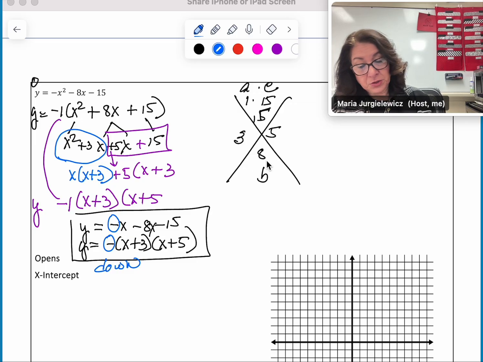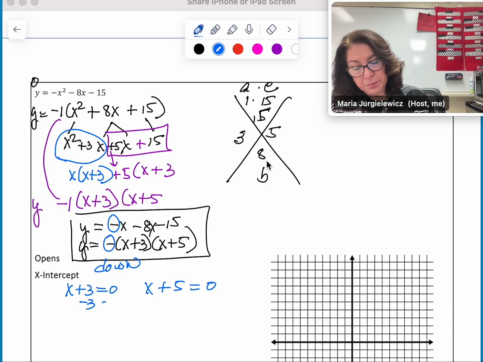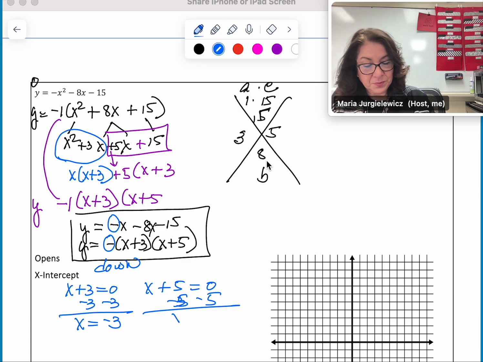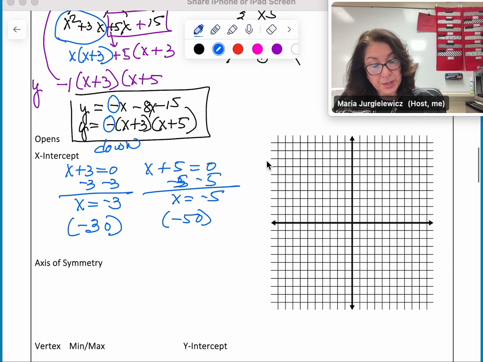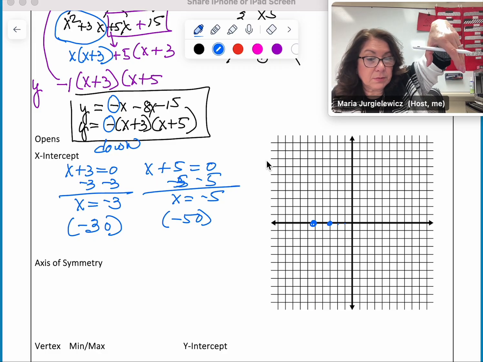If I want the x-intercepts, then I'm going to use that second equation. I'm going to take that x plus 3 and make it equal to 0, x plus 5 and make it equal to 0. Subtract 3. Oops, sorry, this one's subtract 5. I'm getting ahead of myself. X is equal to negative 3. X is equal to negative 5. So my x-intercepts are negative 3, 0 and negative 5, 0. Let's see where those are. Negative 3, 1, 2, 3, negative 5 is right there. So it's going to touch the x-axis twice, okay? And it's going to open down, so it's going to go like this.